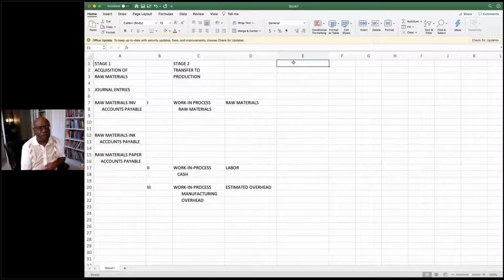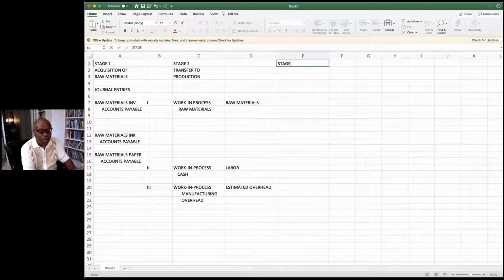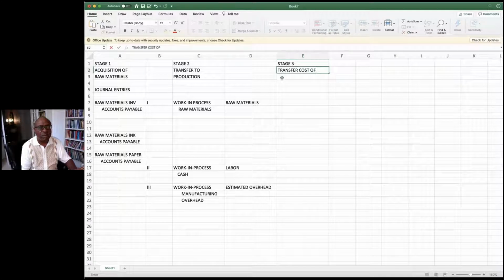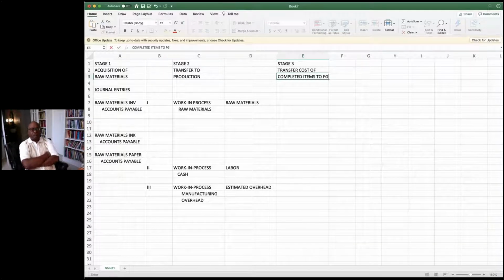Now we should be ready for stage 3. What's going to happen in stage 3? We're going to transfer the cost of completed goods. That's correct. When we complete the items, we transfer costs of completed items. Just put FG for finished goods.